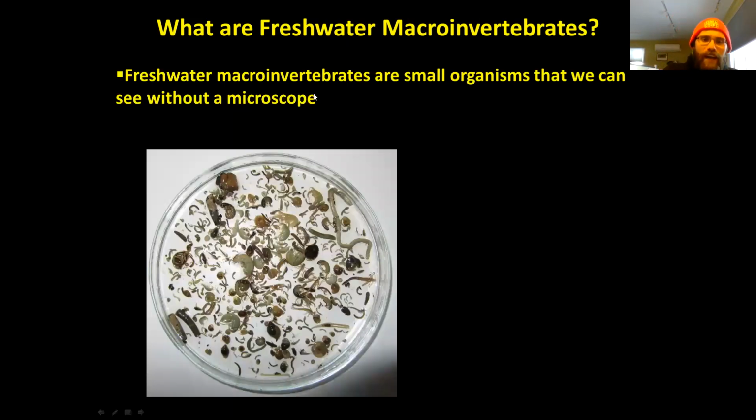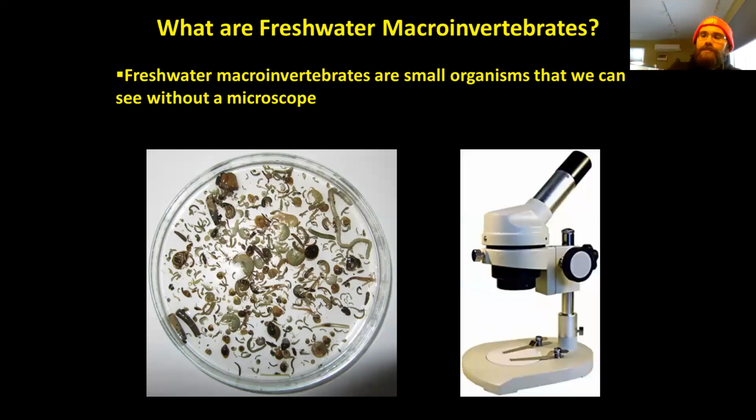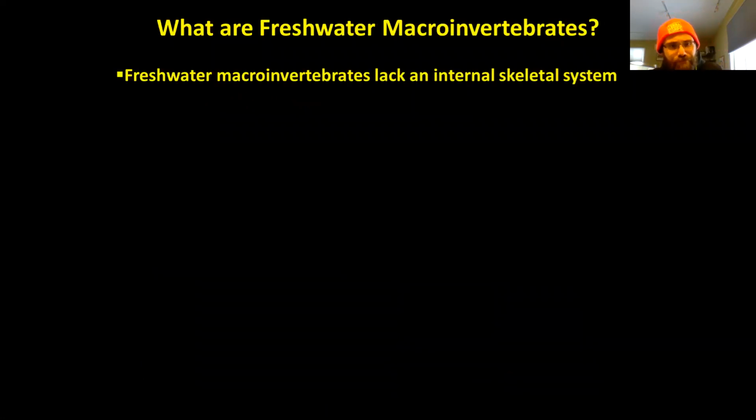So we have a whole bunch of aquatic insects and other critters that we can see here in this petri dish. And we don't need an actual microscope to be able to see them visually with the naked eye. However, we can still use things like dissecting microscopes and magnifying glasses to see them better and just get an overall better view of these animals.